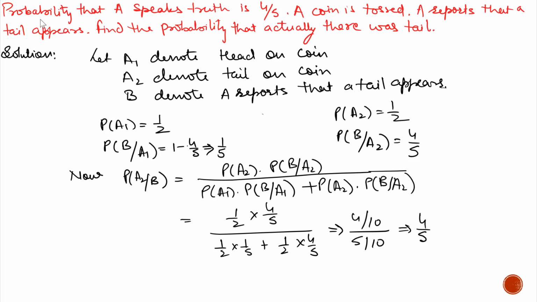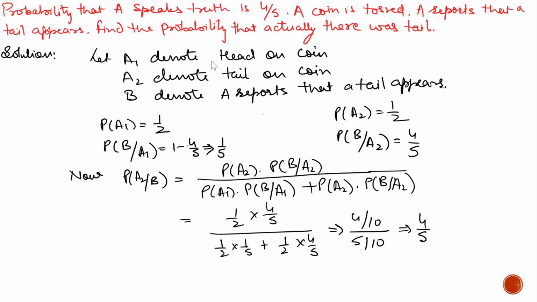Next example, probability that A speaks truth is 4 by 5. A coin is tossed and A reports that tails appear. Find the probability that actually there was a tail. So first we toss a coin and then we report tail.